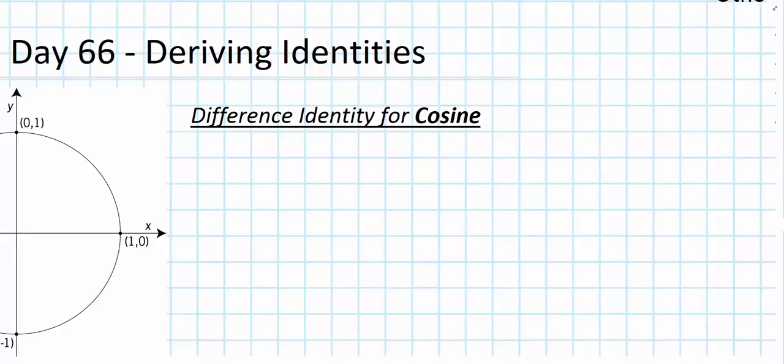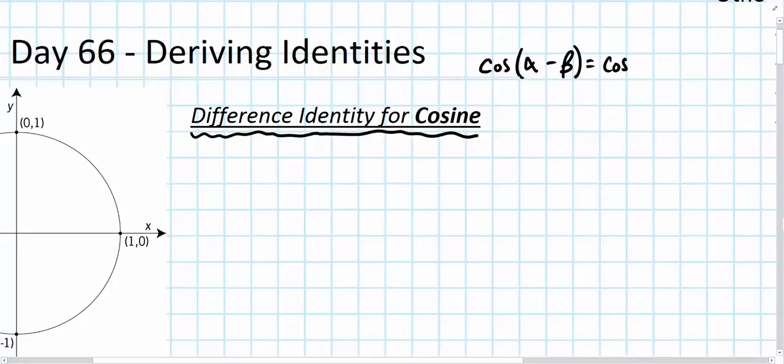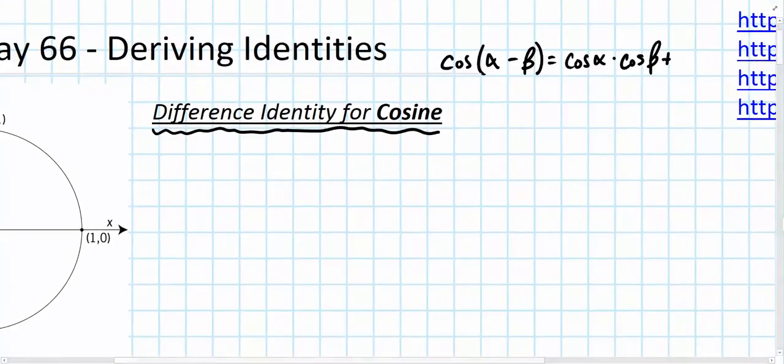In this video, we're going to derive some identities, or in other words, prove why the identities we learned about yesterday are true. We're going to start with the difference identity for cosine. If you recall, that's the one that looks like this: cosine of the difference between two angles is equal to cosine of the first angle, cosine alpha in this case, times cosine beta, plus sine alpha times sine beta.